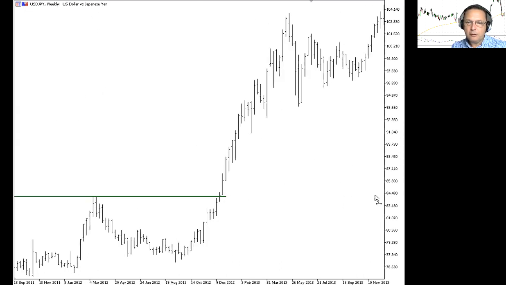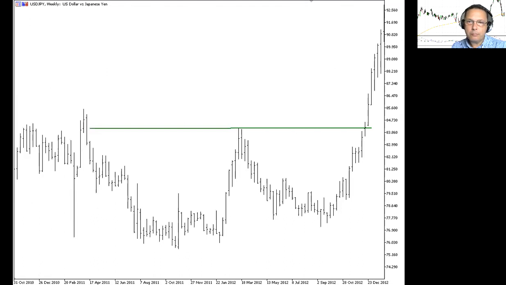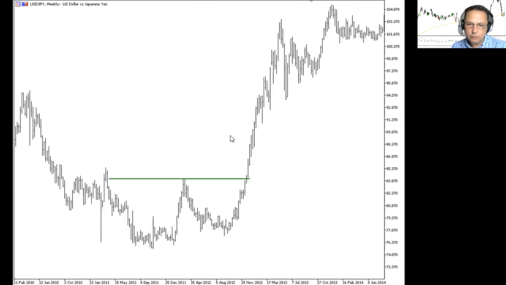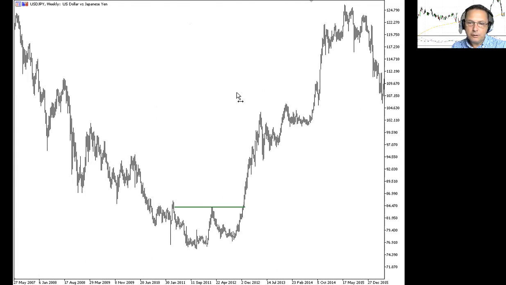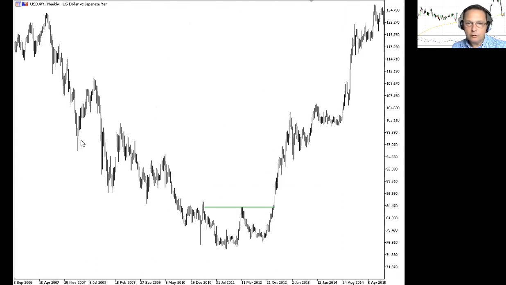Let's go back. Let's just take a look at a few more examples here. This is quite a big one, just a bit further back in 2011. So what we had here was dollar yen in quite a long-term downtrend, making lower highs and lower lows. And then it finds a bit of support down here at 75 and 3/4 or so.